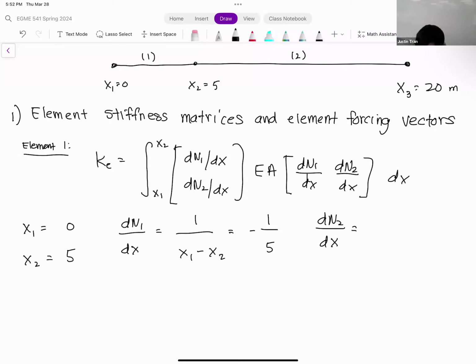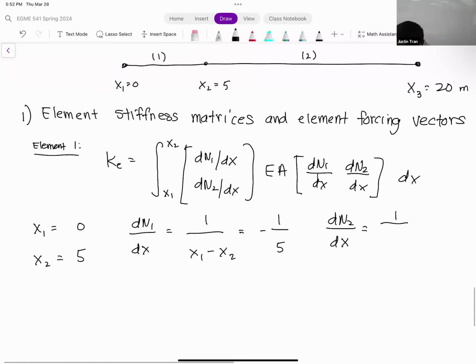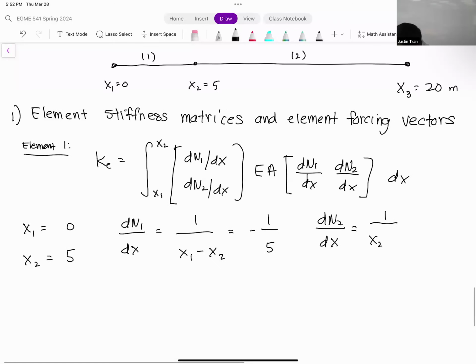Meanwhile, dN2/dx is 1 divided by x2 minus x1, which is the reverse of that. And we plug in x2 and x1 into that, we get 1/5.